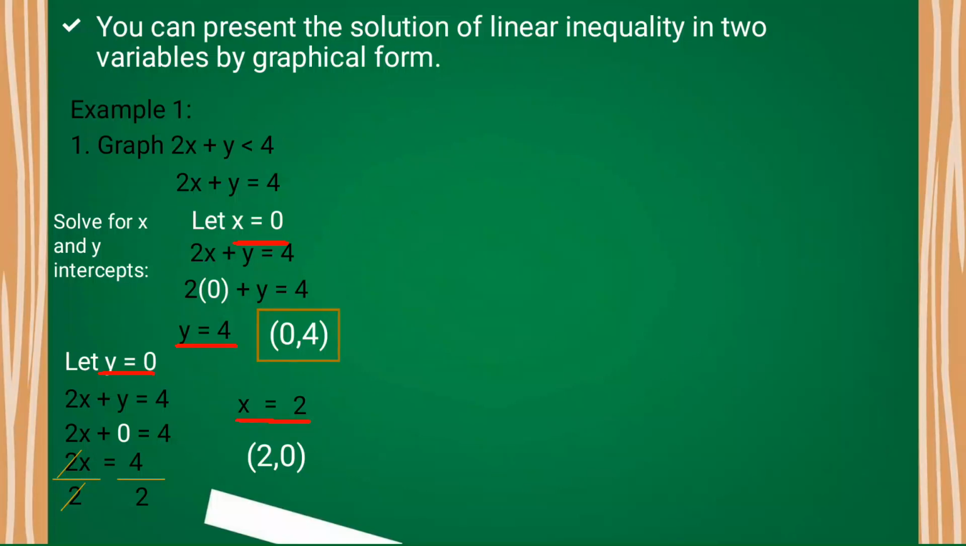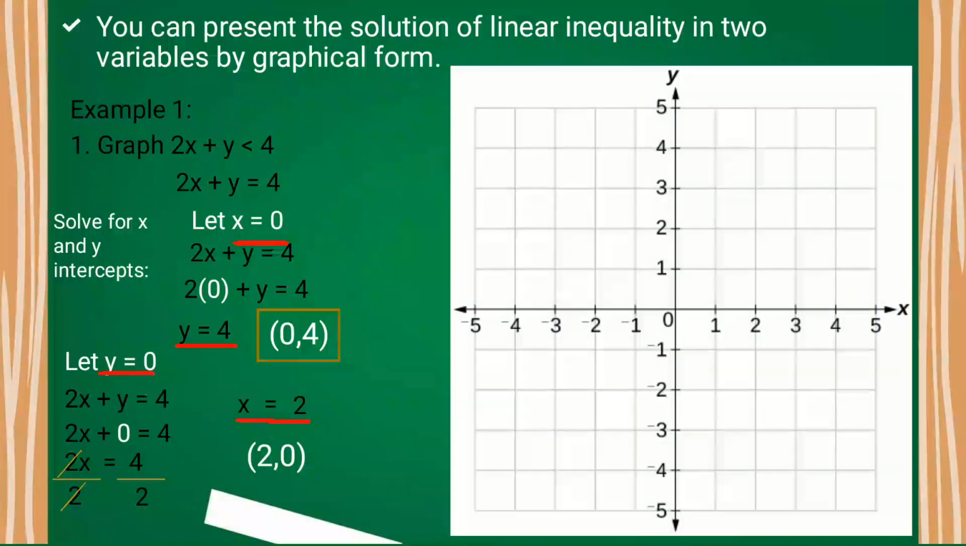So the first point is 0, 4. Let us have our plane. So 0, 4. Again, in graphing po, laging mauuna si x-axis, and then ito po yung x-axis, and then si y-axis. X-axis, yung horizontal line, yung nakahiga. Y-axis, vertical line, yung nakatayo naman po. So, lagi pong nauuna si x-axis.